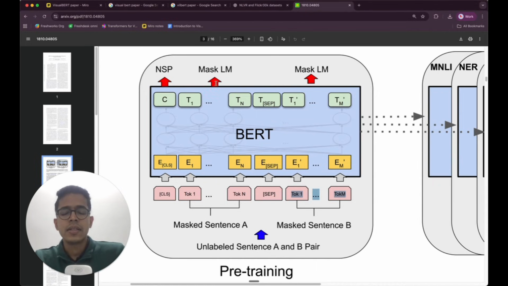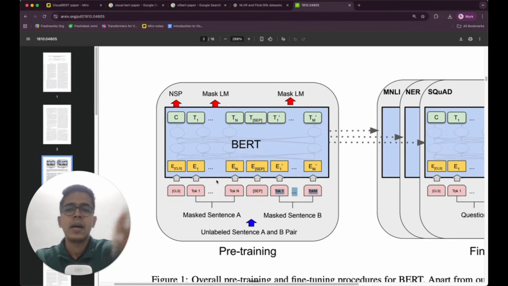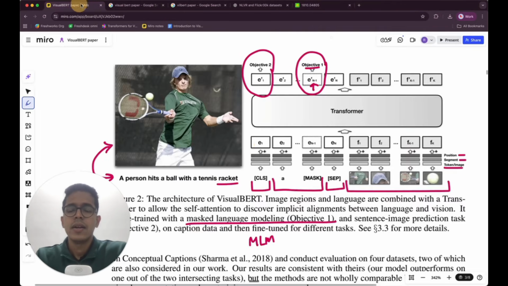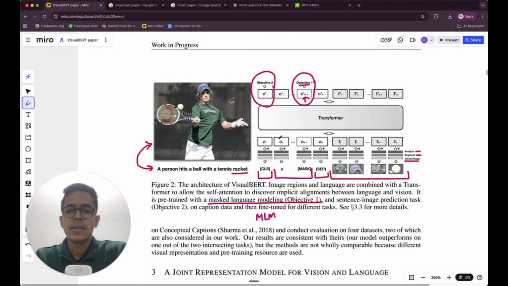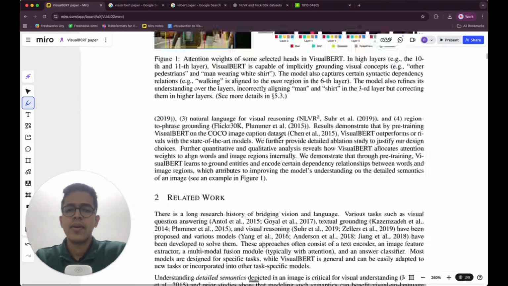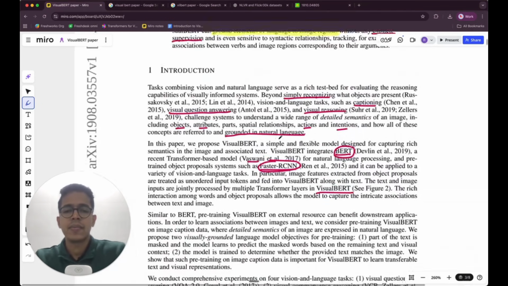The mask token simply tries to predict what the masked word is. So it's called MLM, or masked LM, for masked language model. So these are the two objectives. Okay, so I hope you understand briefly how the model works.